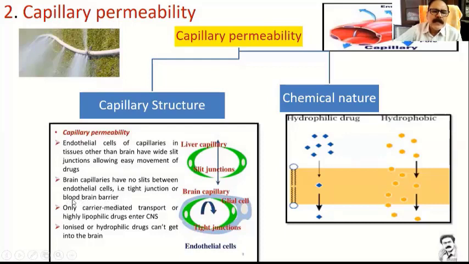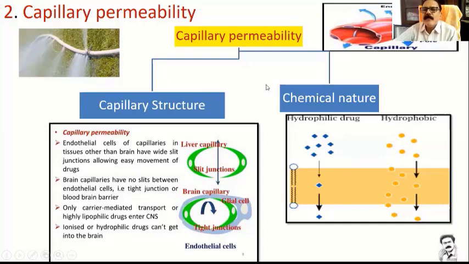If the drug can cross the blood-brain barrier, then only it will come into the central nervous system. So ionized and hydrophilic drugs cannot get into the brain. That's why a water soluble drug, or one which is having positive or negative charges, cannot directly go into the brain, but they can travel into the liver, kidneys, wherever they want, they can go.